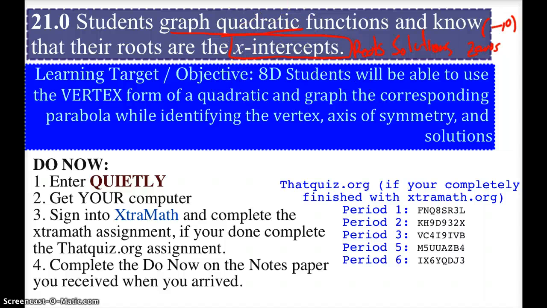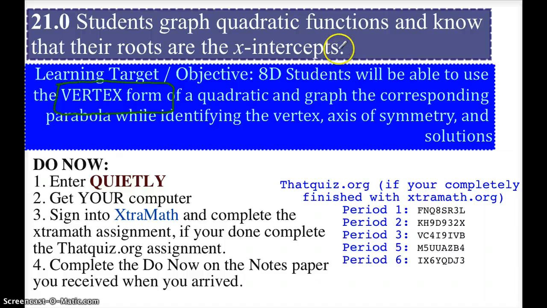Learning target: students will be able to use the Vertex Form. Okay, so Vertex Form, this is our goal today. Vertex Form is actually really easy when it's already placed in Vertex Form. I'm still debating if we need to learn where it comes from yet. It's also an Algebra 2 standard, so you may be learning it next year in your next class.